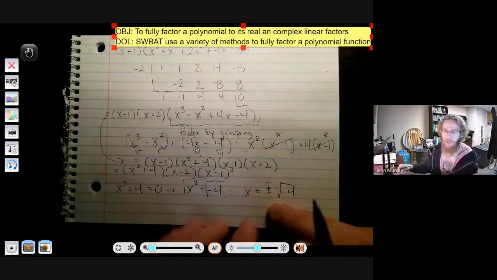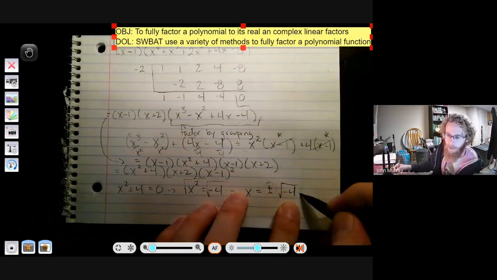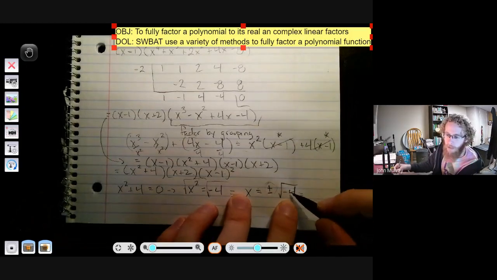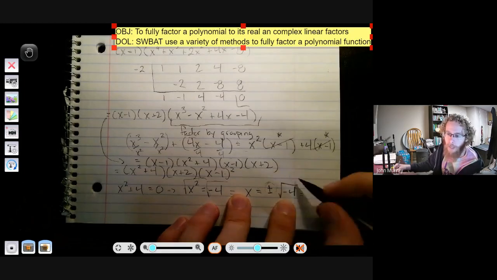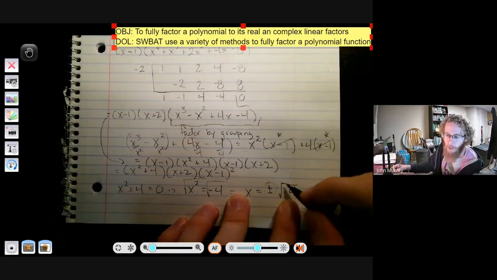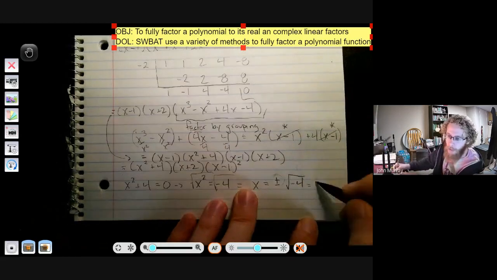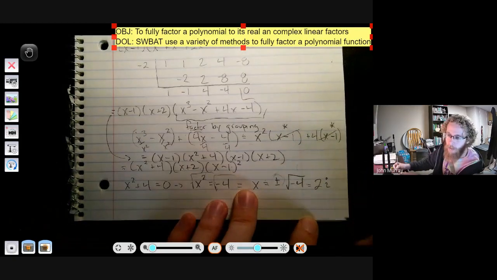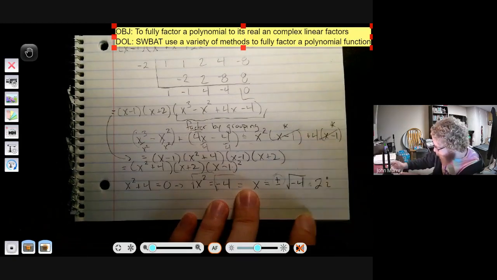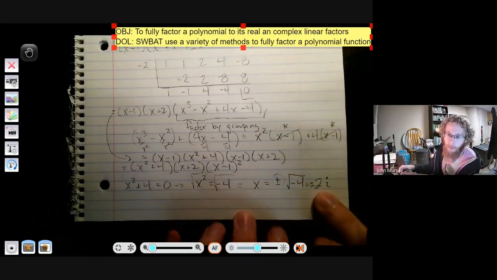All right, so now we want to simplify this. Well, the rule tells us we take out the imaginary number, i, and then we're left with the square root of 4. The square root of 4 is 2 times i. And then we still have the plus or minus there. Questions?